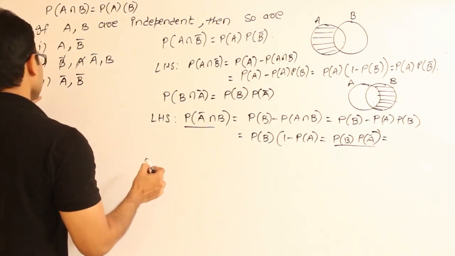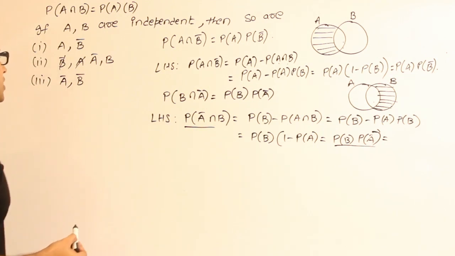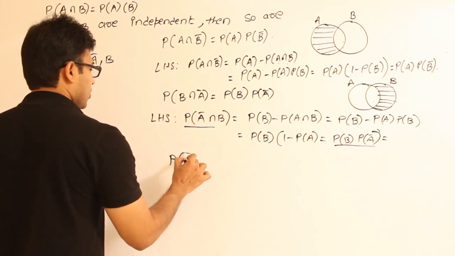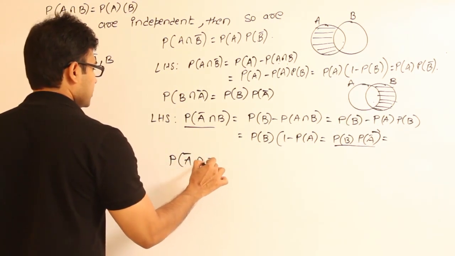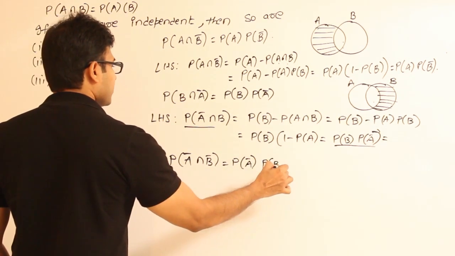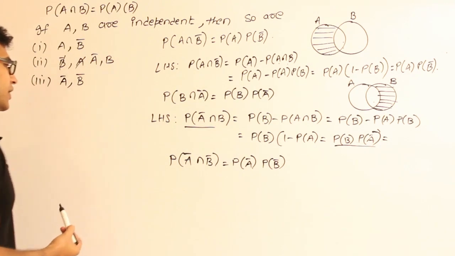Now what about the third one? We have to prove that A complement and B complement are independent. How can we prove it? P of A complement intersection B complement should be P of A complement into P of B complement. This is what should happen.